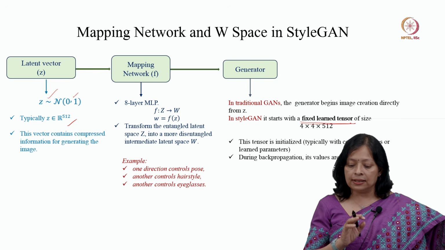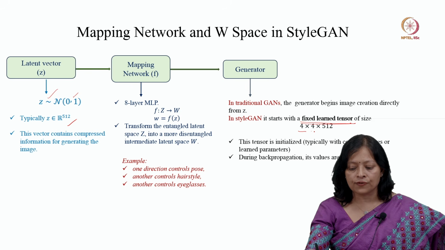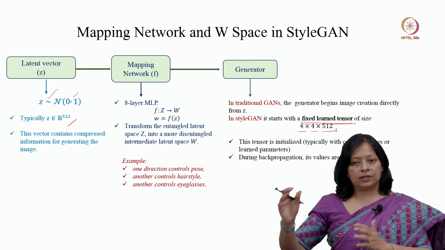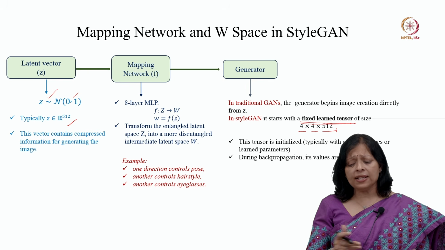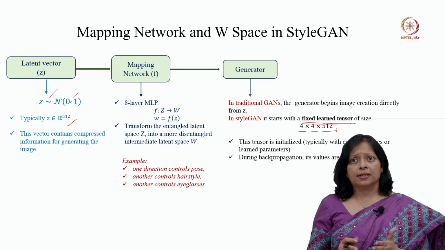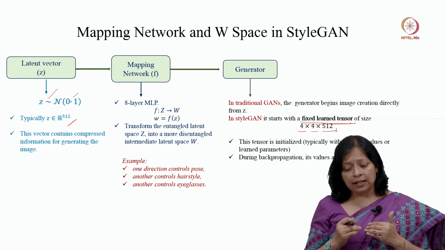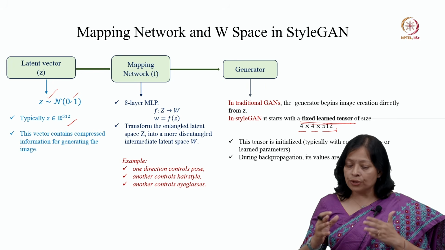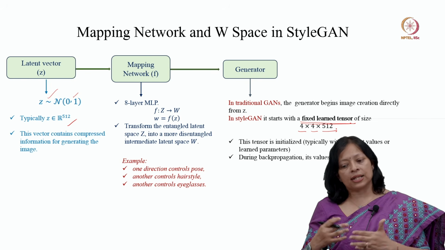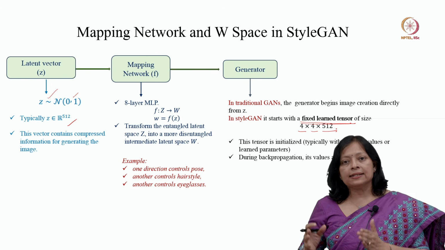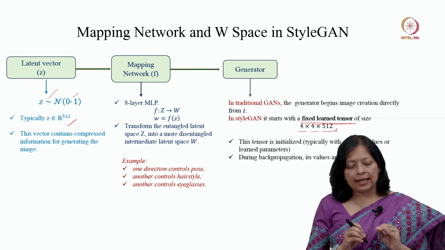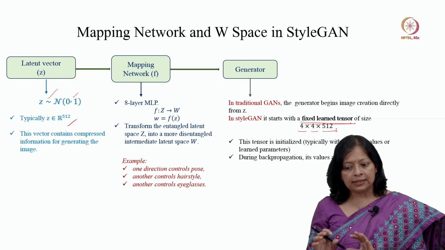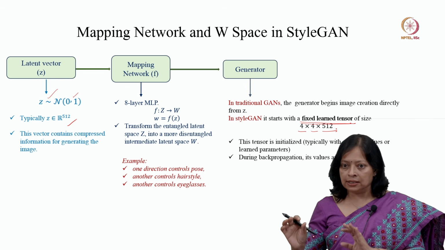What is this fixed learned tensor? It is a tensor of size 4 cross 4 cross 512, and 512 is coming because of the dimension of the latent space there, and this tensor is initialized with constant values, and during backpropagation these values are updated. So, this is a learned tensor. StyleGAN starts the image generation not from Z, but from a fixed learned tensor.